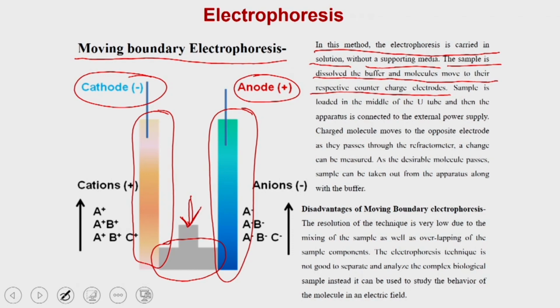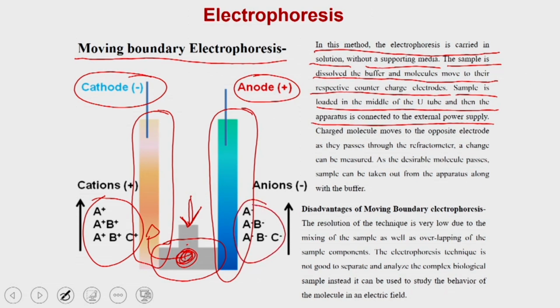The sample is loaded in the middle of the U tube, and then the apparatus is connected to the external power supply. As soon as you connect these electrodes to the power supply, the molecules of opposite charges will start migrating. The positively charged cations will start migrating towards the cathode, whereas the negatively charged anions will start migrating towards the anode.